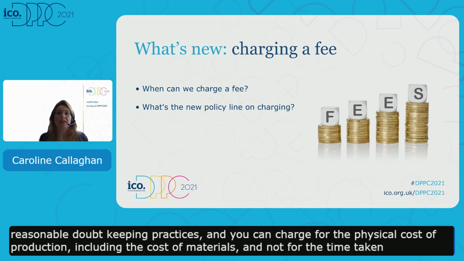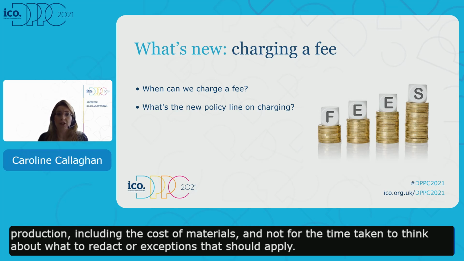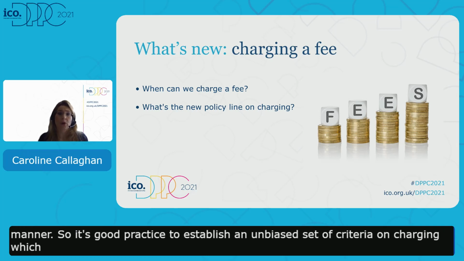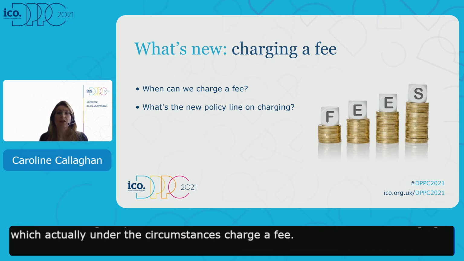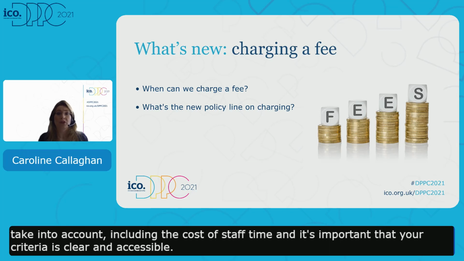You should ensure that you charge fees in a reasonable, proportionate and consistent manner, so it's good practice to establish an unbiased set of criteria on charging, which explains the circumstances in which you'll charge a fee, your standard charges, and that can include a cost breakdown where possible, for example, the cost per A4 photocopy, and how you'll calculate the fee. You should explain the costs you'll take into account, including the cost of staff time, and it's important that your criteria is clear and accessible. It's good practice to explain your costs to the individual, and you have to be able to justify the costs if a complaint is made to the ICO.